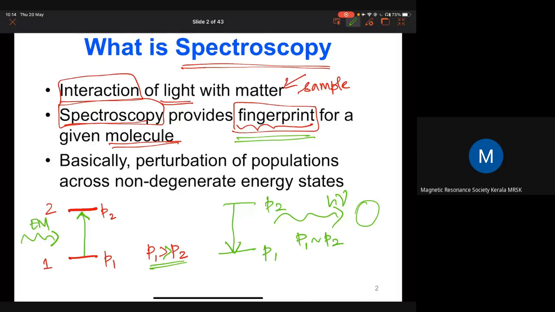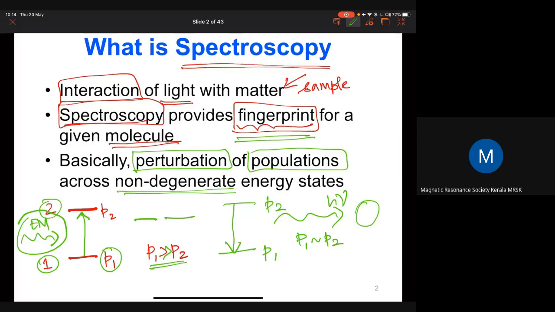And as I just said, I might end up using a specialized term, perturbation, where your electromagnetic radiation is the perturbation that you use to interrogate between these energy levels. What these energy levels are, we'll be talking about in a moment. The populations, of course, are decided by the energy of each of the states 1 and 2. We also specify non-degenerate energy levels, largely because if you have two degenerate energy levels, their populations will be equal irrespective of whatever happens, and you may not be able to interrogate. We will not be going into such complicated cases in this lecture, but that sets the premise for understanding what spectroscopy is. Basically, it's the interaction of light with matter, where matter is your sample, and we probe the system by applying certain radiations so as to understand how things work out.